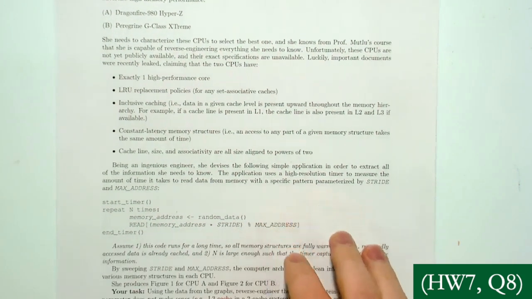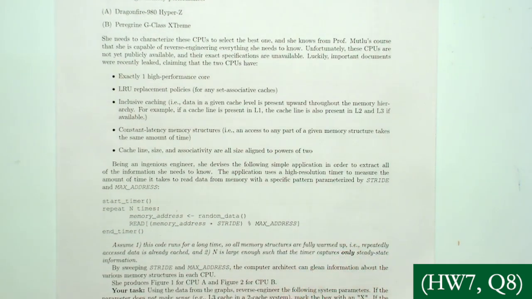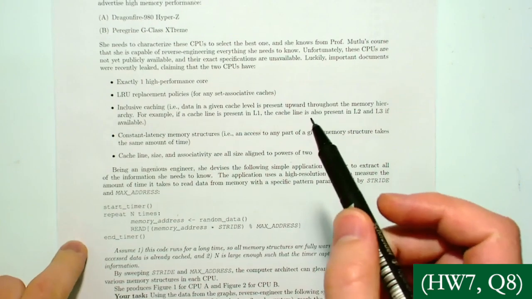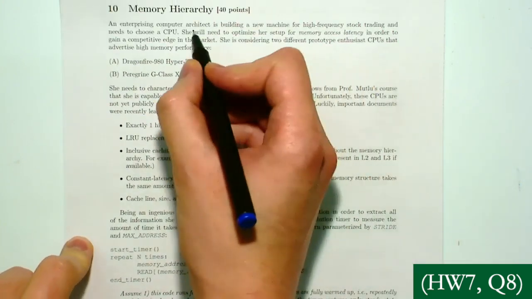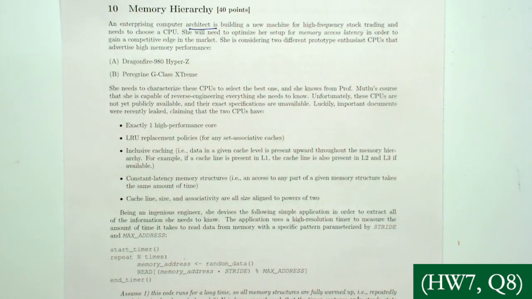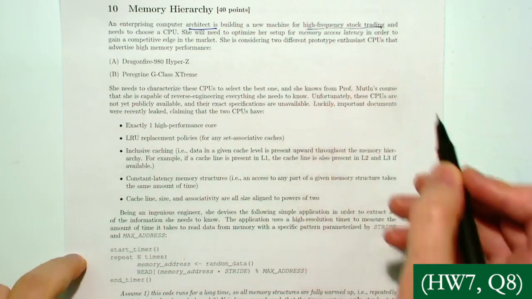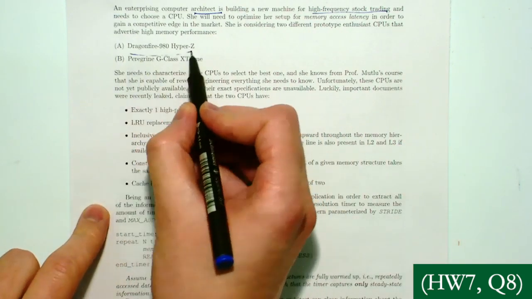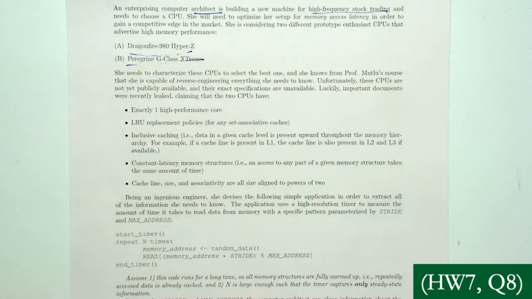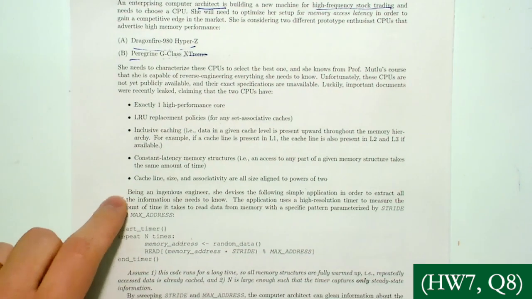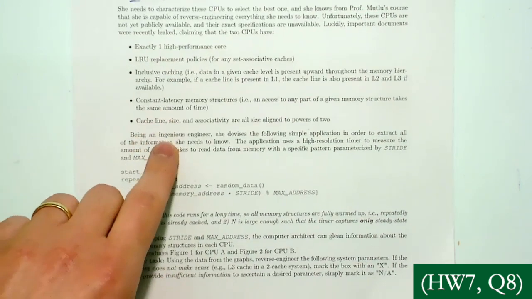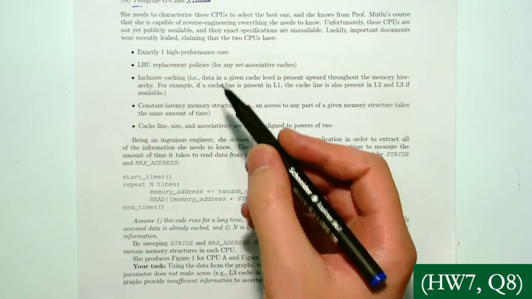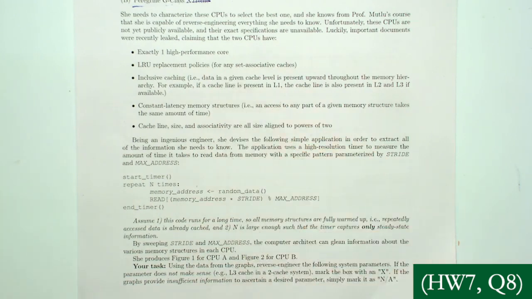So there is a sort of a story to the question, but let me quickly summarize it for you. Basically, in the question we have an architect who is trying to build a specific machine for high-frequency stock trading, right? And here are the two processor designs that this architect is considering using in her system. And here's some more information about what is known for these processors. But one thing that is unknown is the cache hierarchy, or the memory subsystem.